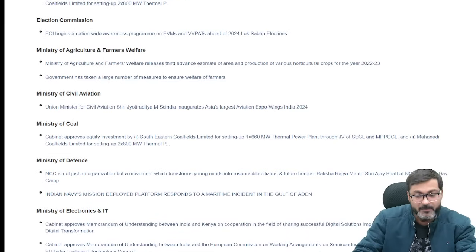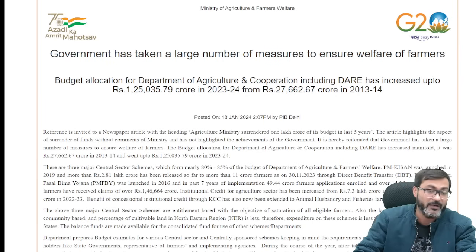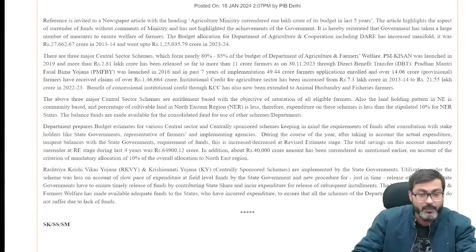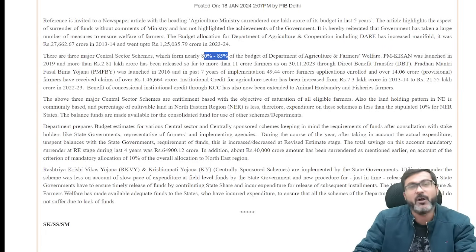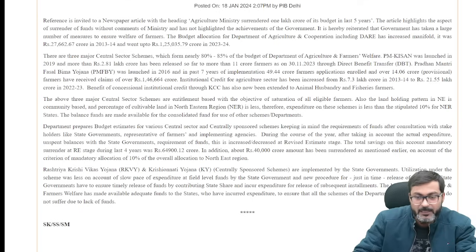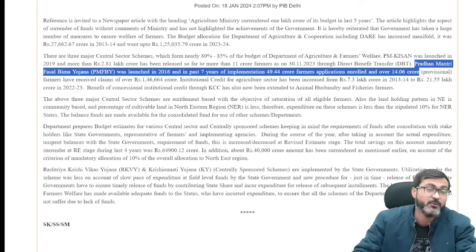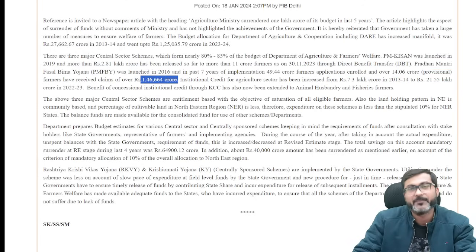All right, next news is government has taken a large number of measures to ensure welfare of farmers. Now here, you have to look at the words written in big capitals, look at the numbers, right? For example, in this news I can tell you in advance that there is nothing significant, okay? All the numbers there are not relevant. Now for example, PM Fasal Bima Yojana was launched in 2016 and in the past 7 years of implementation, 49.44 crore farmer applications were enrolled and over 14.06 crore farmers have received claims. These are very deep numbers. These are not important for the examination.